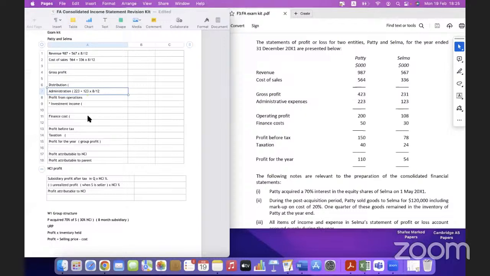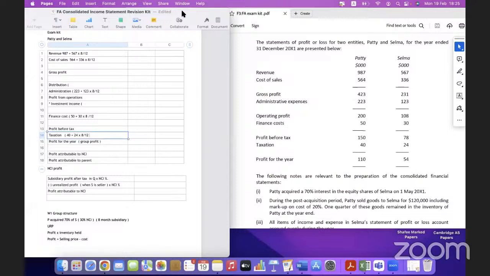Finance cost. Okay, mark that and show over there. So finance cost is 50 plus 30, but the 30 must be multiplied by 8/12. Profit before tax: don't copy. Taxation: yes, copy that one. 40 plus 24 multiplied by 8 divided by 12. Profit for the year or group profit: don't copy. We only calculate that.